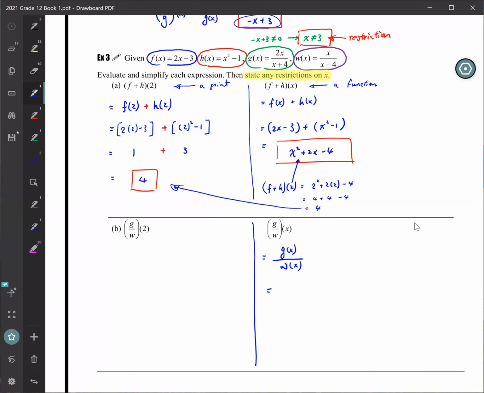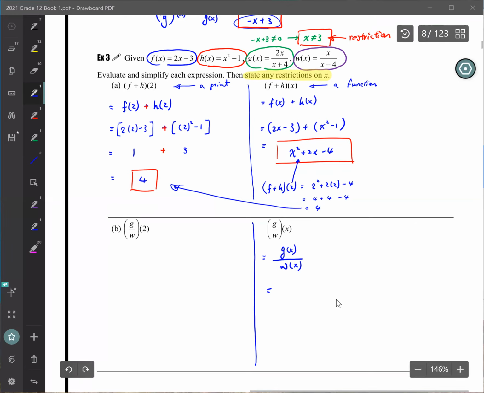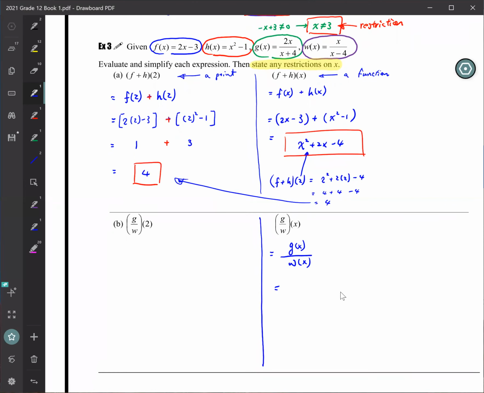G of x is the green one. W of x is the purple one. So I'll let you do that one first. You can raise your hand when you finish the expression, for the right side, just the right side. This one has a denominator, right? Because rational. So you don't forget to write the restriction for it.